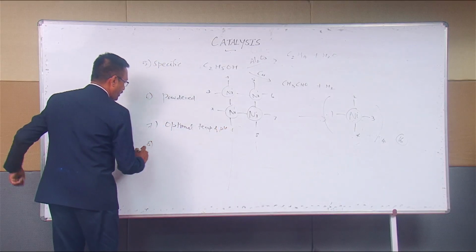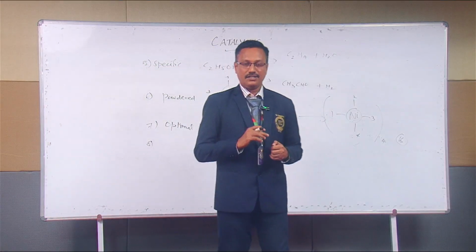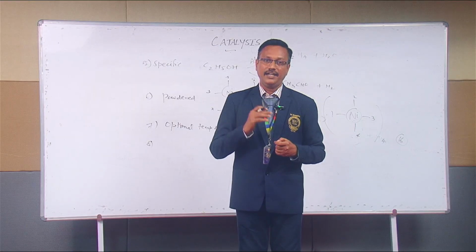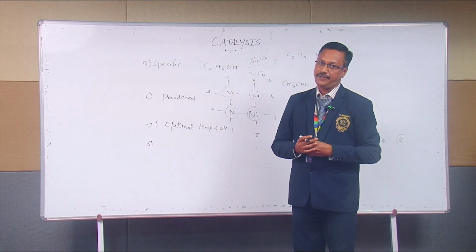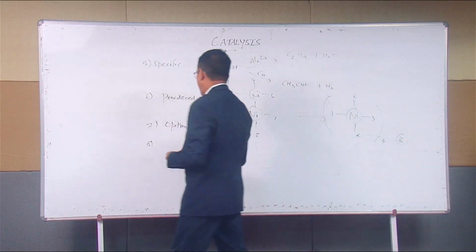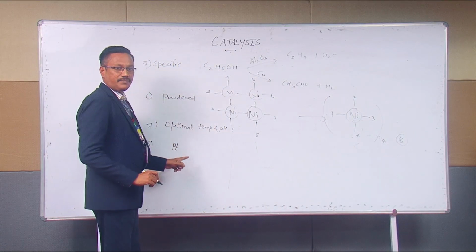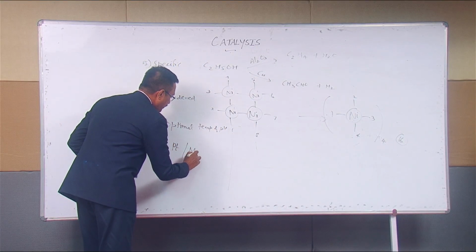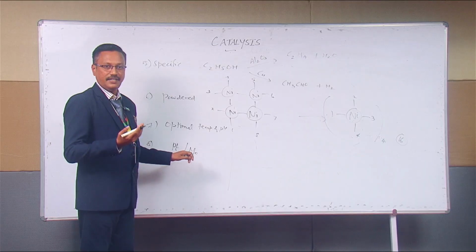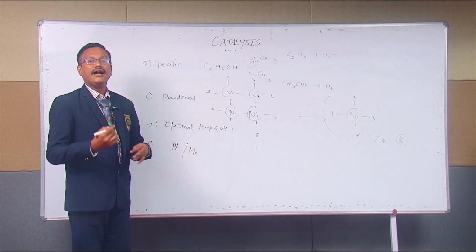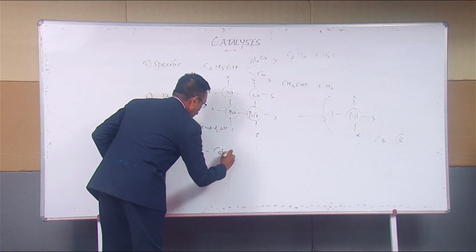And the last 2 points: in presence of certain other catalysts or certain other elements, the catalyst will show enhanced catalytic activity. Say for example, I am having platinum. The platinum catalyst, when it is added with a little bit of molybdenum, the catalytic activity of platinum is increased. These are known as catalytic promoters.